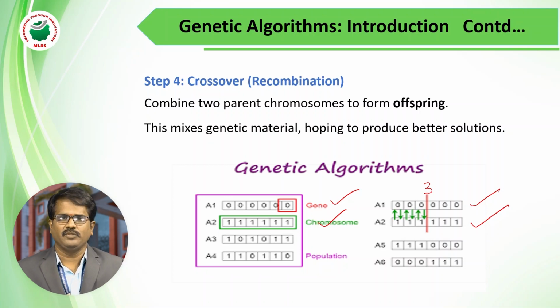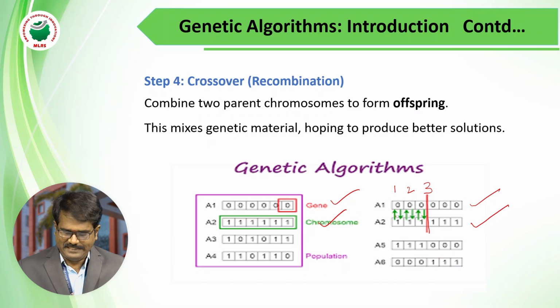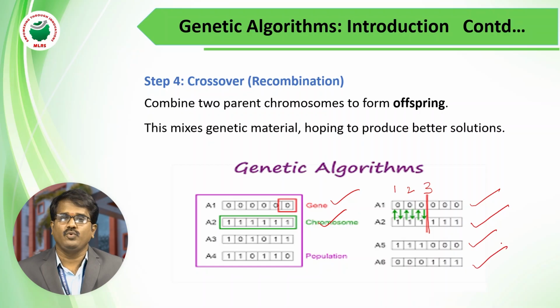We can take any value. We can take crossover point 1, we can take crossover point 2, like that. I selected crossover point 3. So I am exchanging the bits of A1 and A2. A1 is interchanged with A2 bits, A2 is interchanged with A1 bits. Now we got two new chromosomes. These two chromosomes are the child chromosomes of A1 and A2. Name them A5, A6. So these two new chromosomes can be added to the initial population.